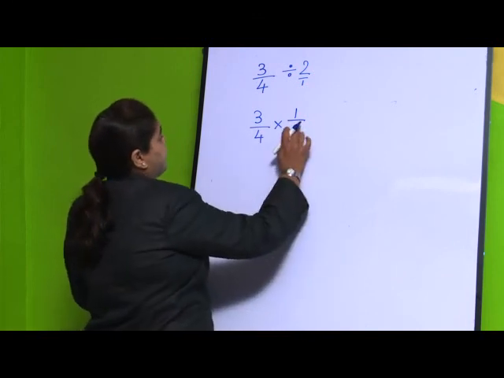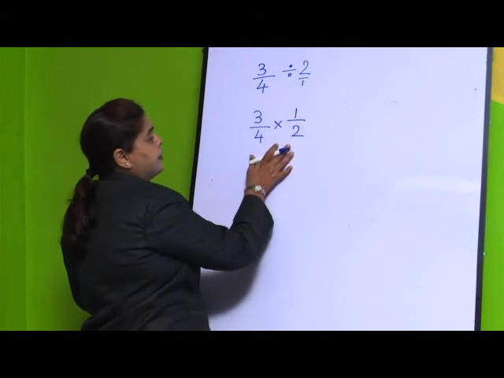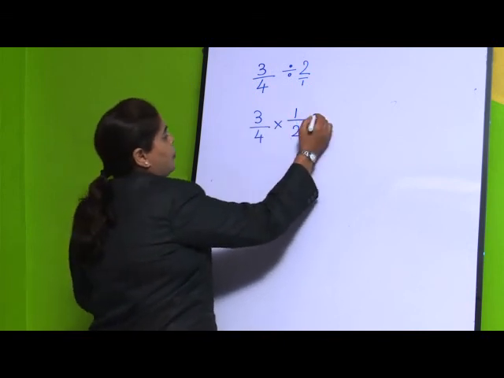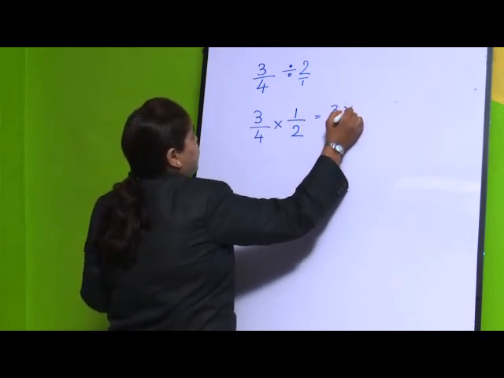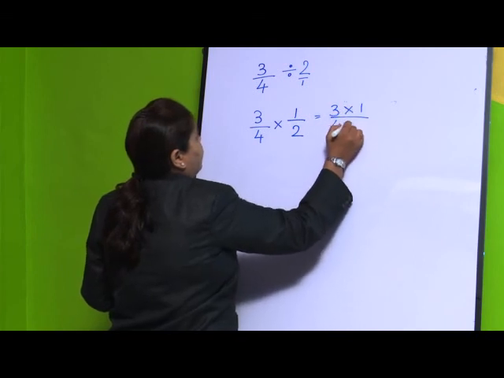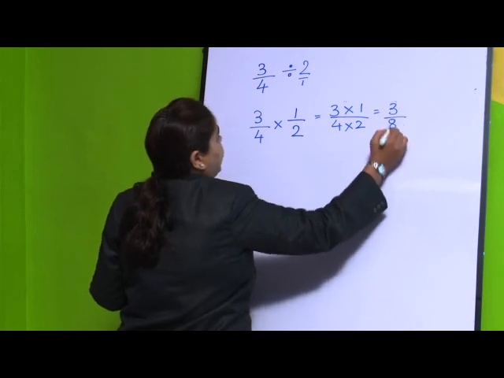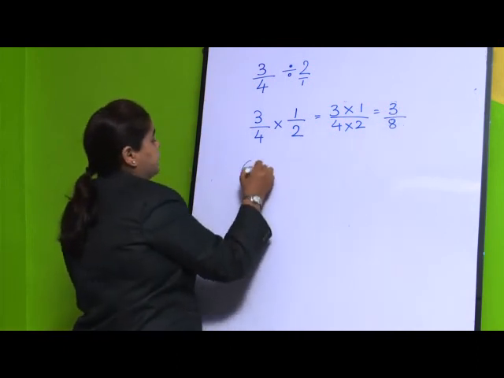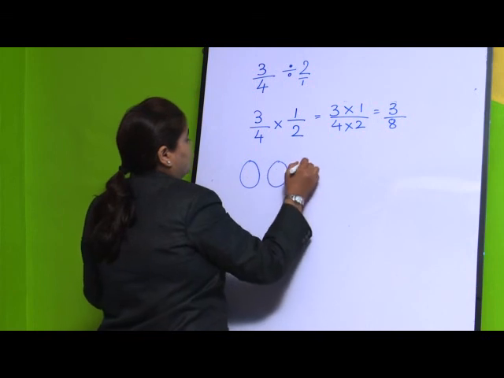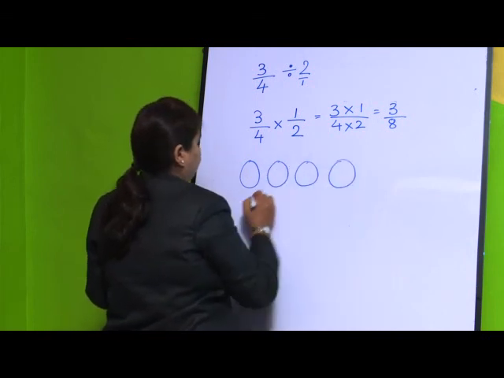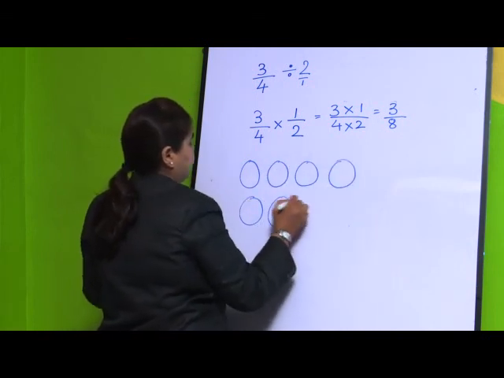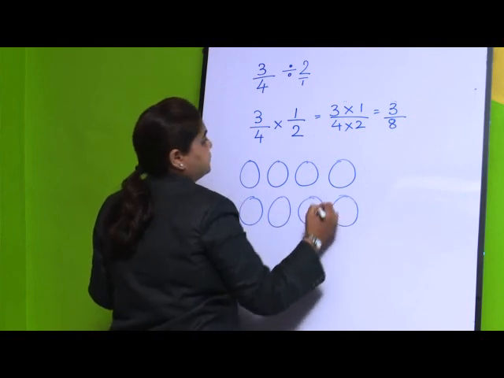Now, what will be the next step? Multiply if it is possible, reduce if it is not possible, you have to directly multiply. Here is 3 multiplied by 1, 4 multiplied by 2. It is 3 1s are 3 and 4 2s are 8. Here we are having some 8 circles: 1, 2, 3, 4, 5, 6, 7, 8.